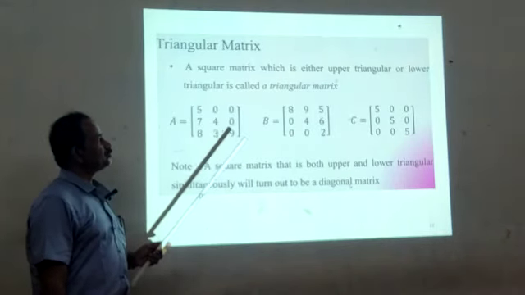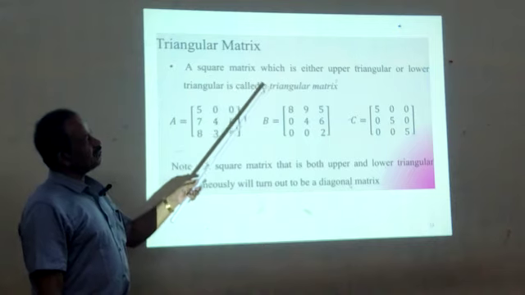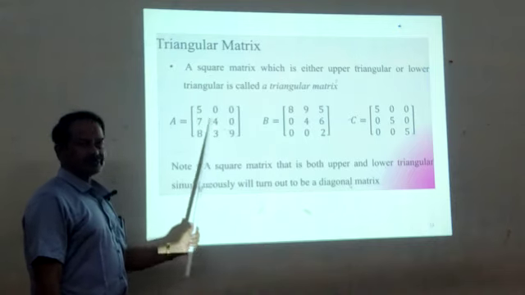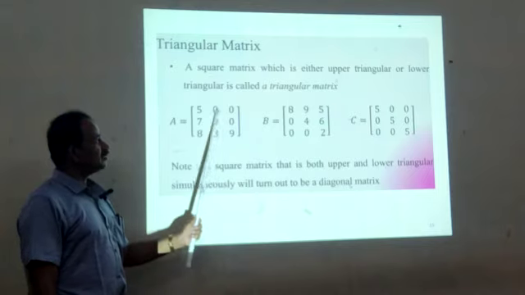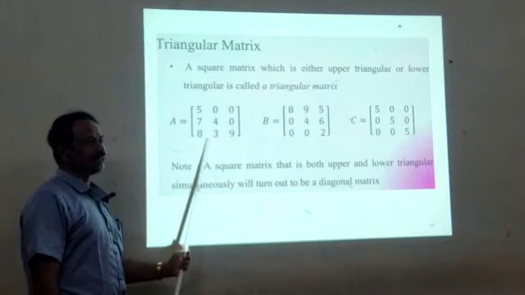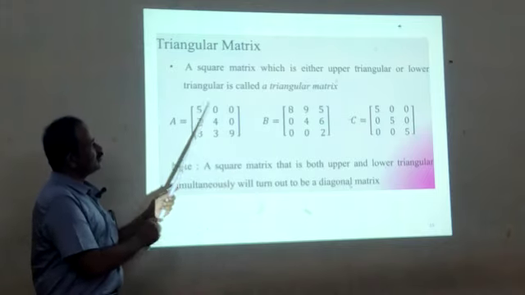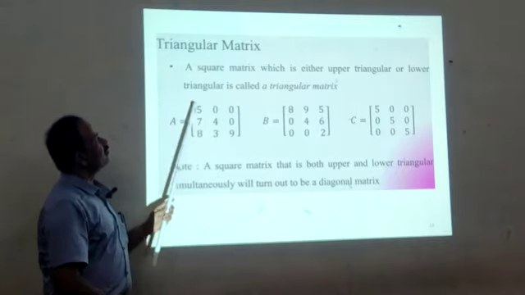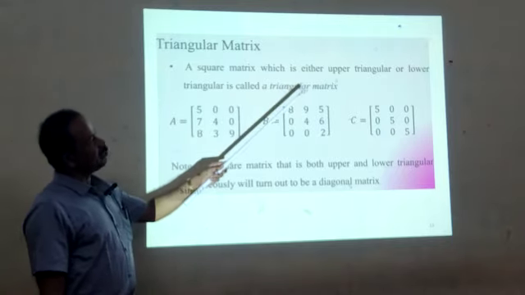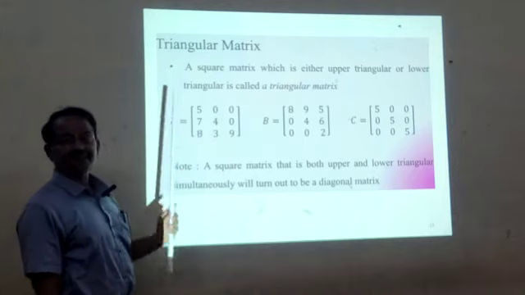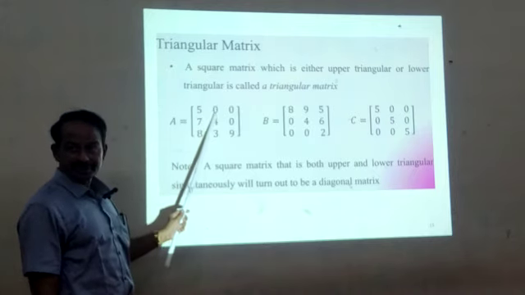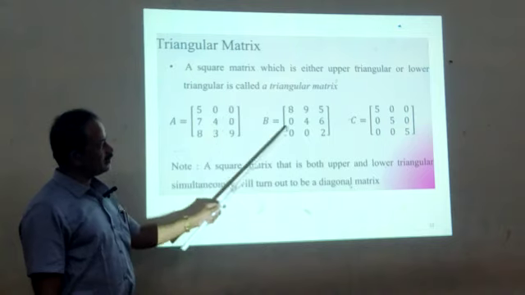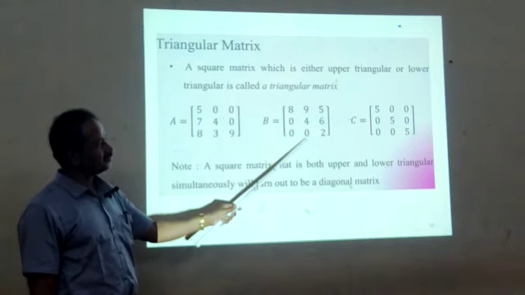Triangular matrix. A square matrix which is either upper triangular or lower triangular. So we know this is a diagonal matrix, and this is upper triangular. This is lower triangular. See here, this one is upper triangular, and this one is lower triangular. A square matrix which is either upper triangular or lower triangular is called a triangular matrix. For example, you just take upper triangular, 0, 0, 0. See here, upper triangle. This is lower triangle, 0, 0, 0.